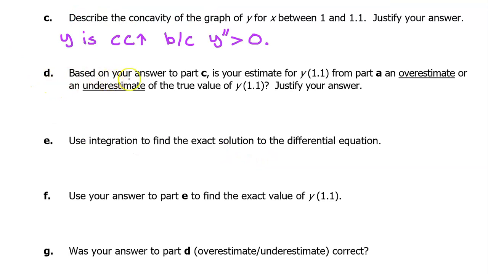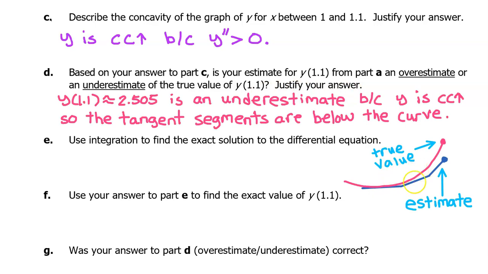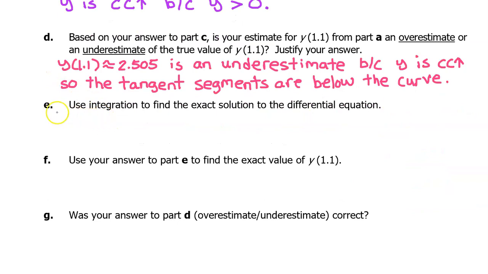Part D. Based on your answer to Part C, is your estimate for y at 1.1 from Part A an overestimate or an underestimate of the true value of y at 1.1? Justify your answer. Picture this as I read the answer and justification. Y at 1.1 is approximately equal to 2.505 is an underestimate because y is concave up, so the tangent segments are below the curve.